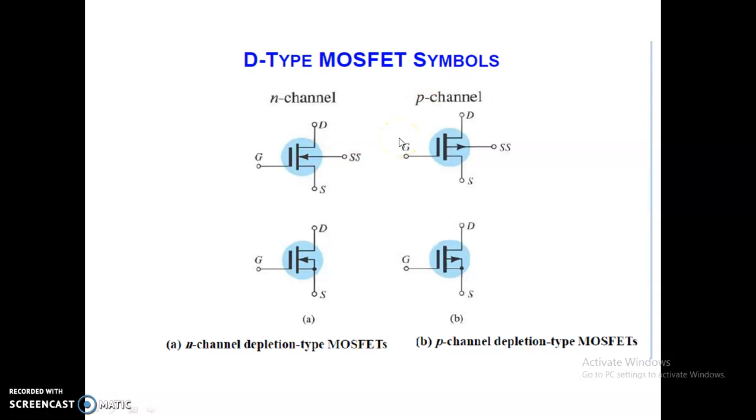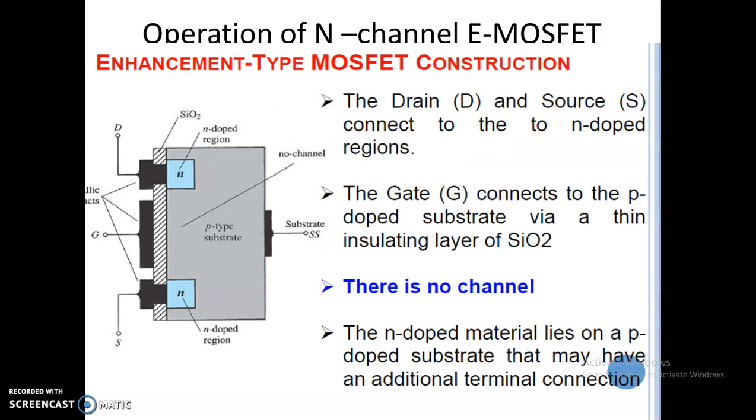These are the symbols of D-type MOSFET, N channel as well as P channel. The only difference is in how the substrate is drawn. This is the N channel and this is the P channel. Next is another type, that is the enhancement type MOSFET structure, which I will cover in the next lecture. Thank you.